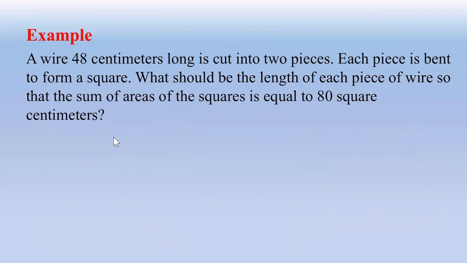So first, let's try to represent this using a diagram. First, there is a wire, and the wire is 48 centimeter long, 48 centimeter like that. And this is cut into two pieces. I don't know where it is cut, but if it is cut here, say for example, the first part or the first length is X. That means the second part, since the total is 48, will be 48 minus X.